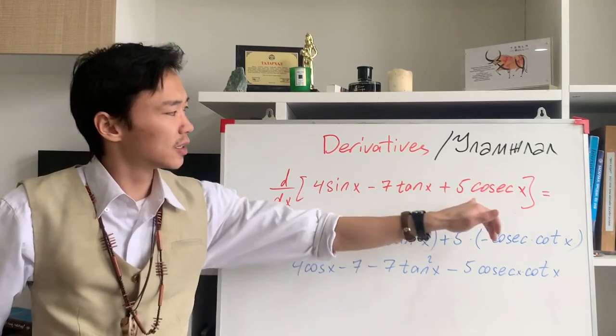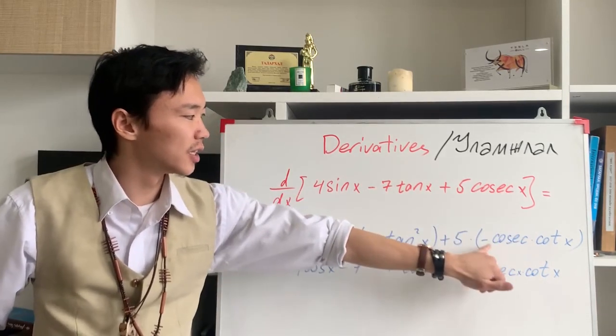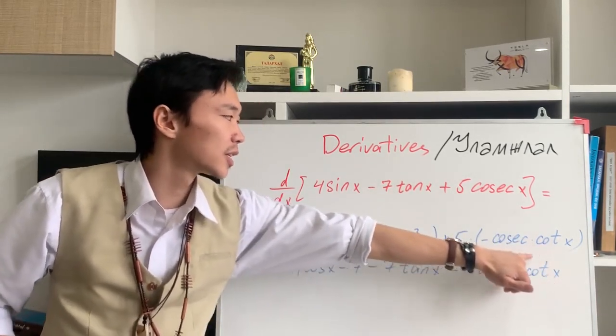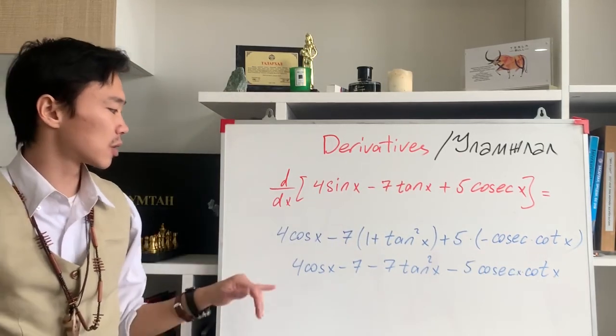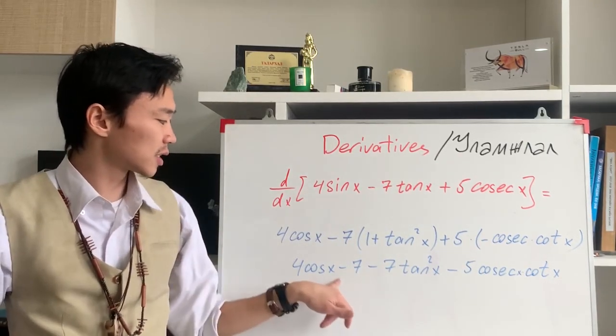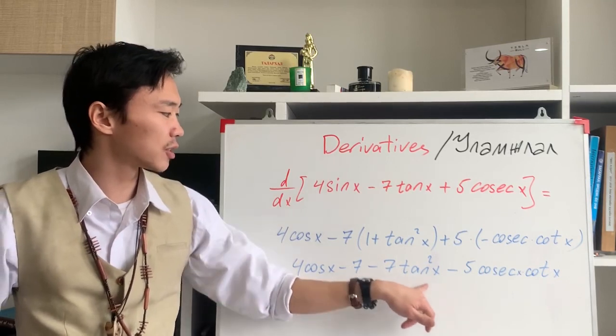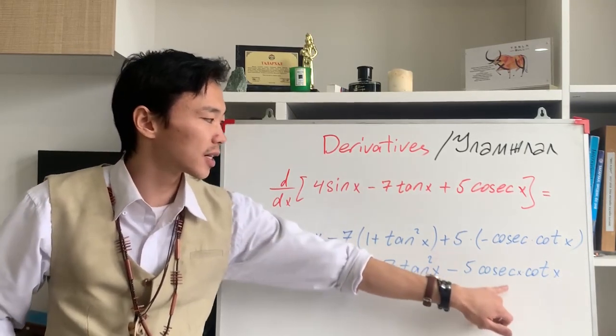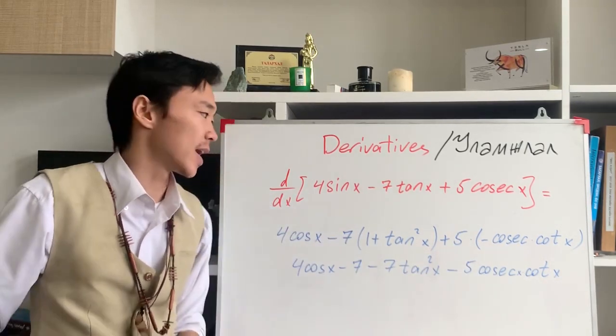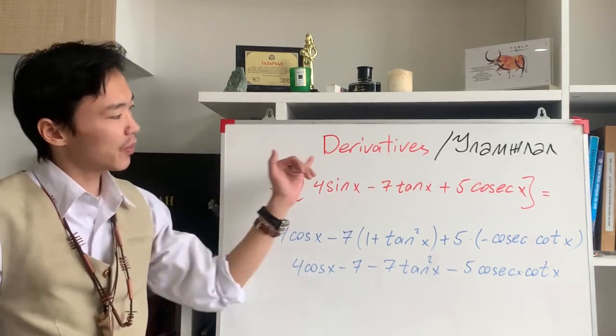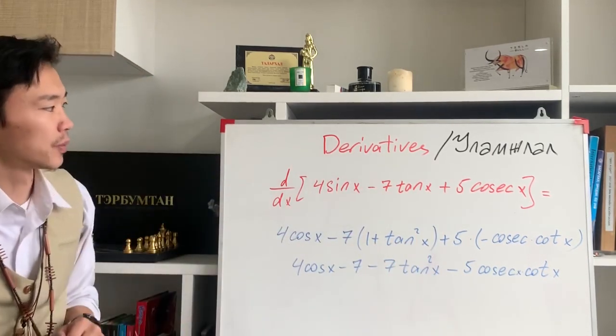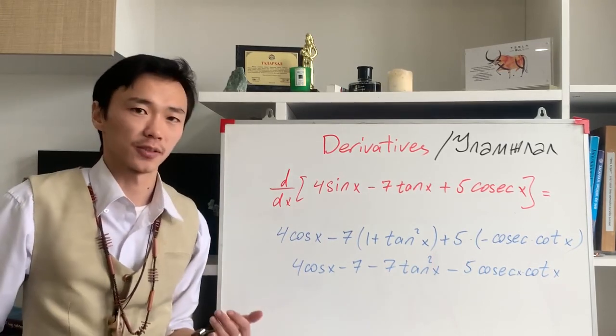And we said that the derivative of cosecant x is negative cosecant times cotangent x. So the final answer is going to be 4 cosine x minus 7 tangent squared minus 5 cosecant x times cotangent x. So that's how you find the derivative of trigonometric function.